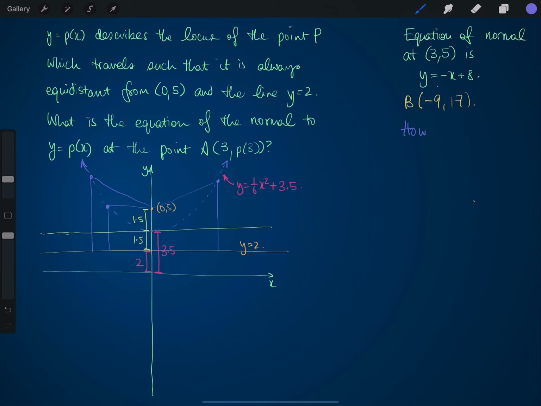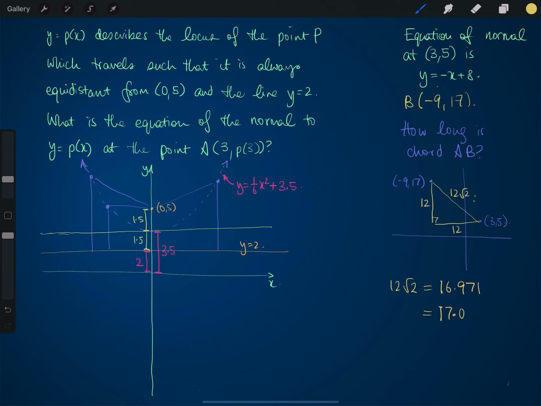Now the last bit of this question asks how long the chord AB is. So let's draw that. And again, we'll use Pythagoras, and these side lengths we can tell are 12 units wide and 12 units high. So the length of the hypotenuse is 12 root 2, which is 16.971, but we want it just to 3 significant figures, so it's 17.0 units long.